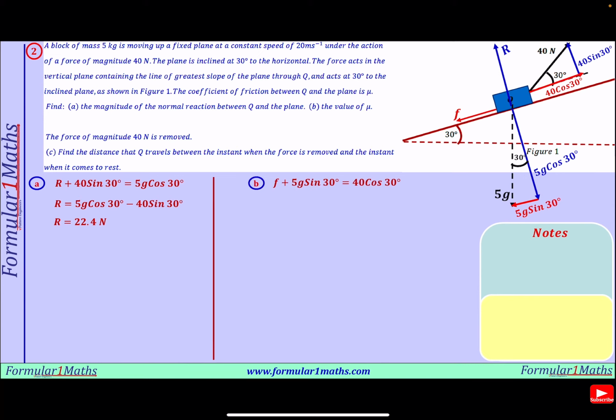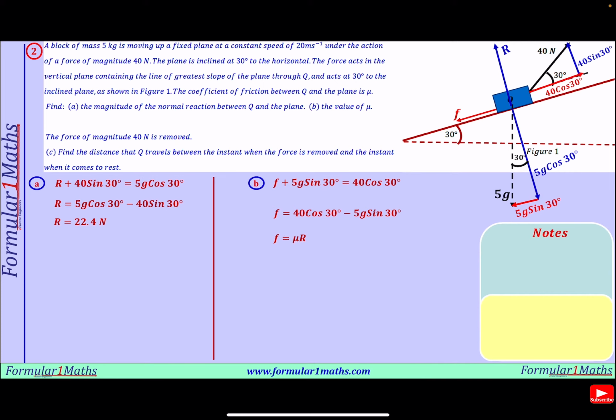For B, we consider the forces parallel to the plane. Because the body is moving with a constant velocity or a constant speed, we can say that there will be no acceleration at all. And that means the forces going this way will be equal to the forces going that way. So F plus 5g sin 30, this one, must be equal to 40 cos 30, which is going in the opposite direction. We can rearrange to find F, which will be 40 cos 30 minus 5g sin 30.